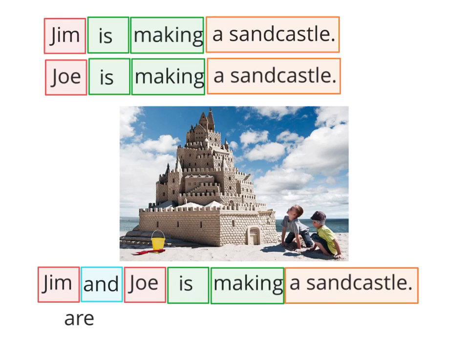The problem we have here is this is. We only use is if it is one person. Jim is one person, Joe is one person. But if we put both Jim and Joe in the same sentence, now you can see that we have two different subjects. And because we have two different subjects, we cannot use is. So we need to get rid of is and change that to are. So our new sentence is, Jim and Joe are making a sandcastle.